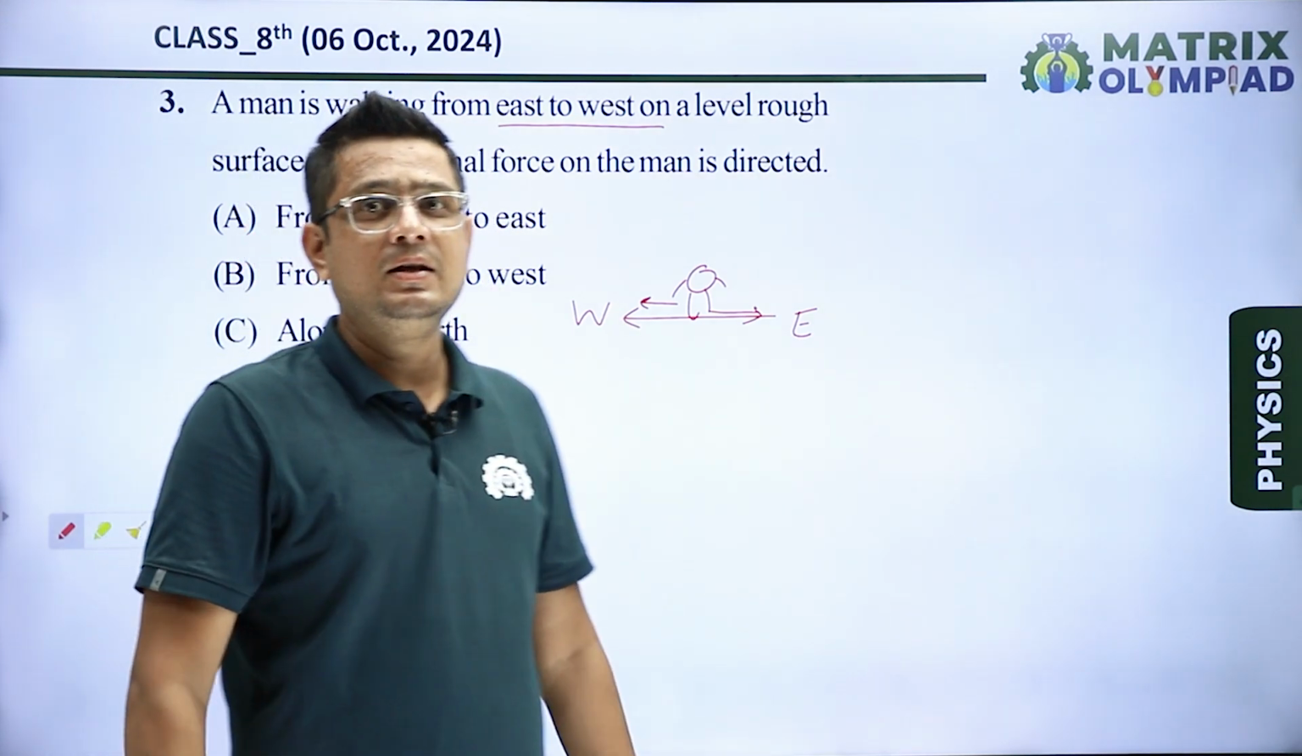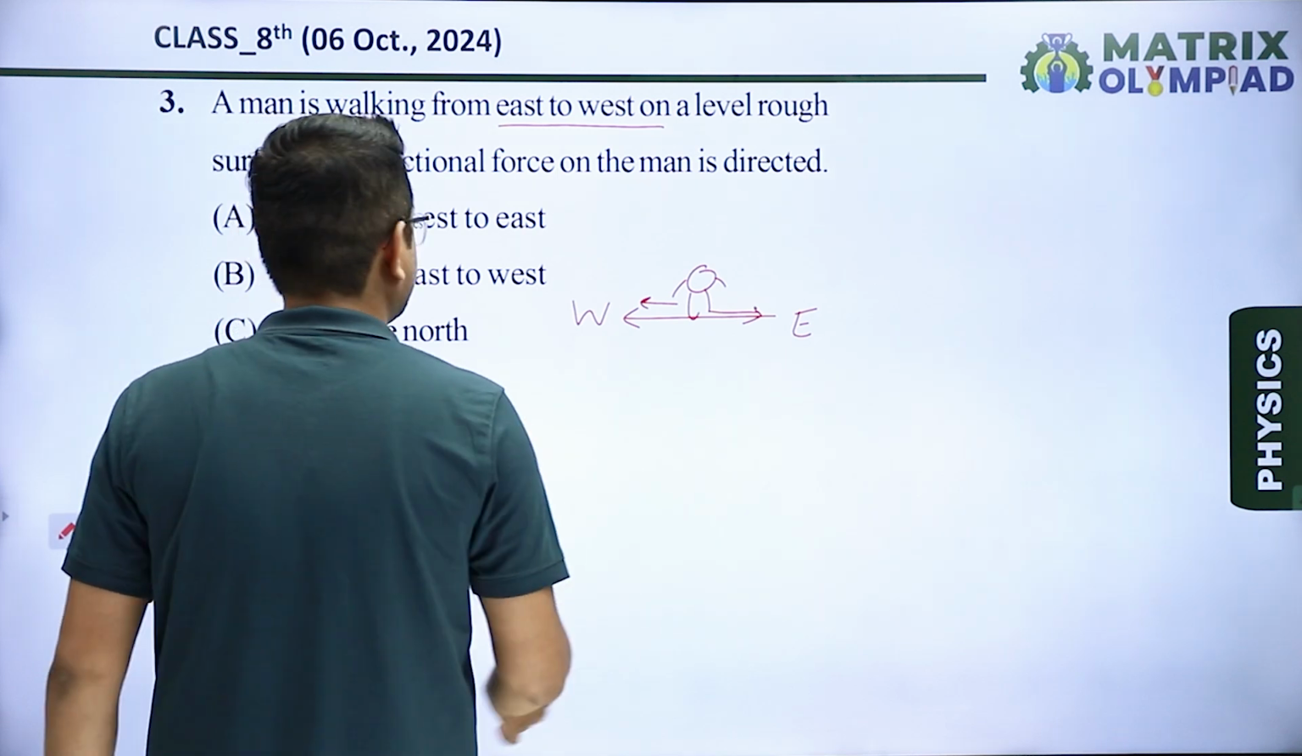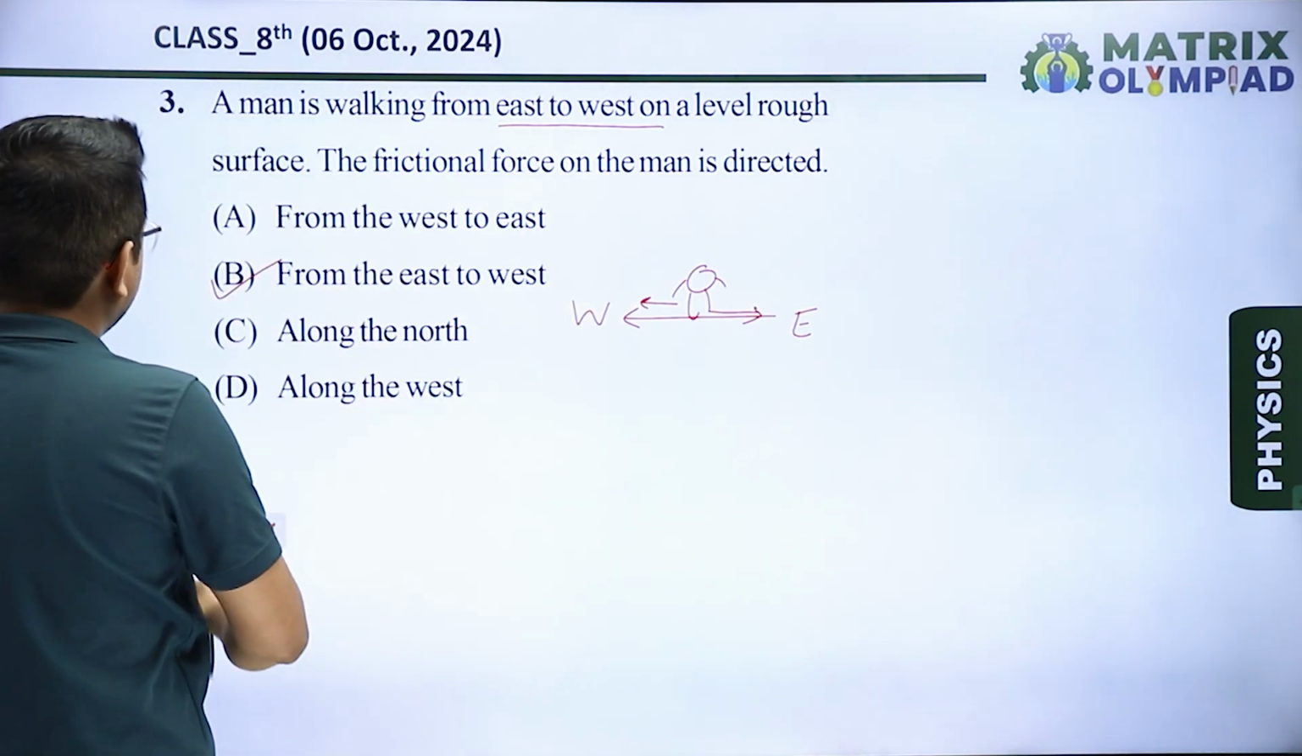We also say that walking is possible due to friction force. So the correct answer will be from east to west. Option B is our correct answer.